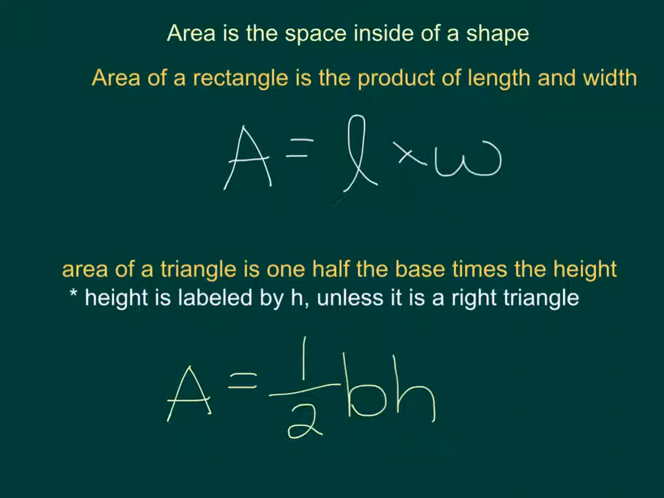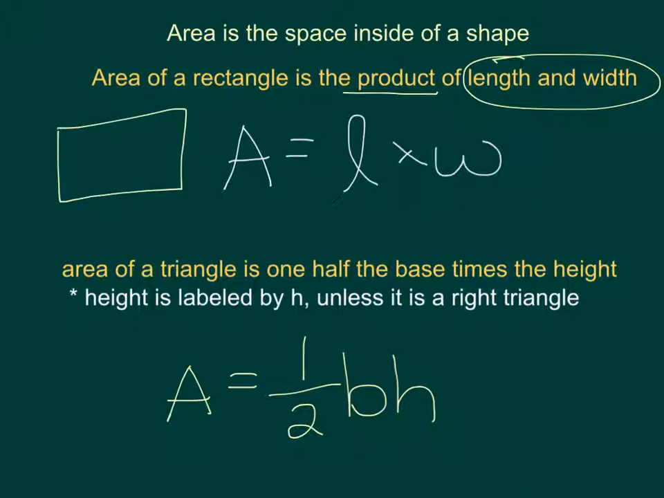So area is the space that's on the inside of the shape. The area of a rectangle is the product of the length and the width. So the formula is area equals length times width. So if we had a rectangle, the area is the space on the inside. The area of a triangle is 1/2 the base times the height.